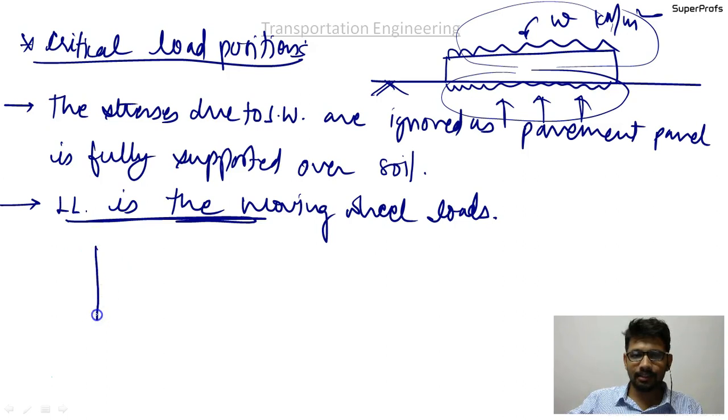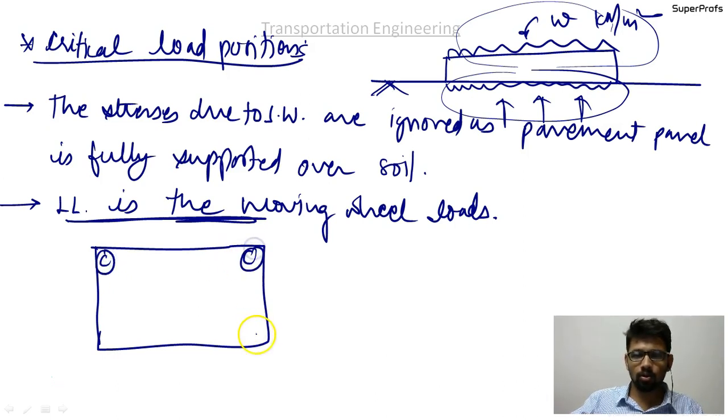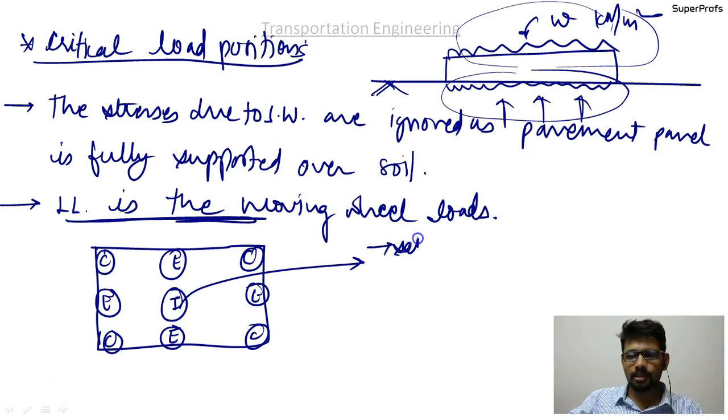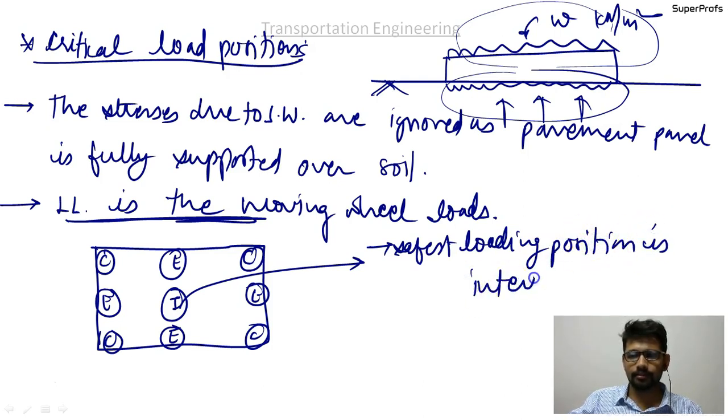For our convenience, let us define the places. Say this is the rigid pavement, the top view. These are the corners. These four are the edges, which I am writing as capital E, and here is the I, that is the internal loading. The safest loading position is the interior one. Please write down: the safest loading position is interior. And the most critical is the loading at corner.